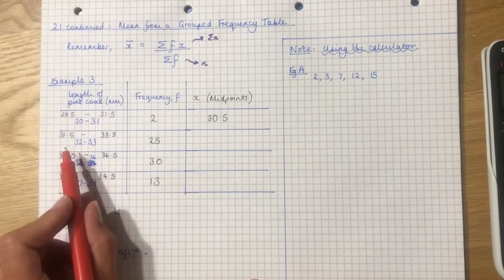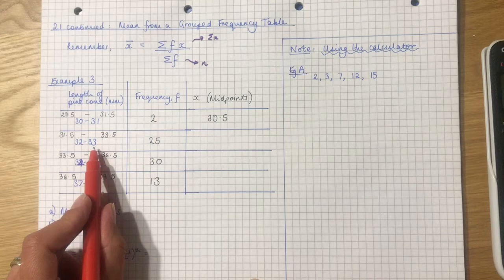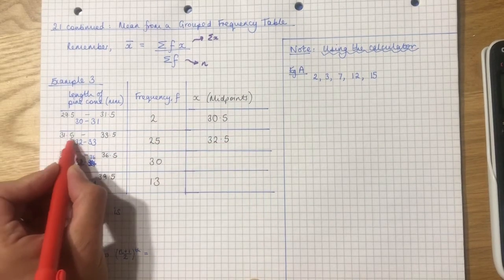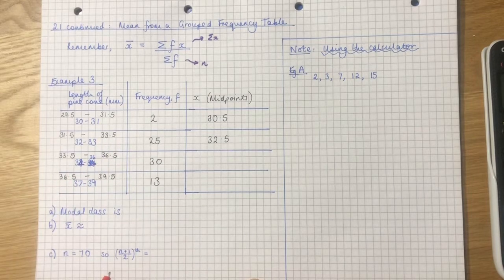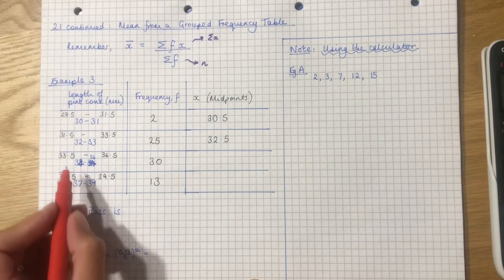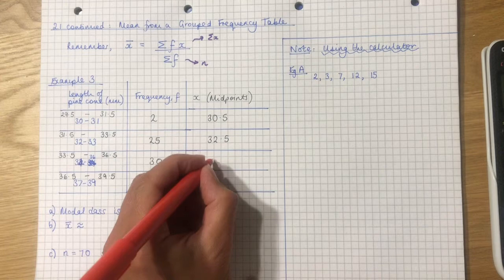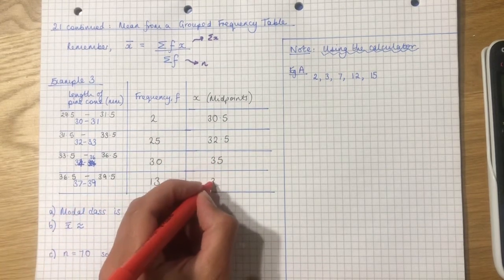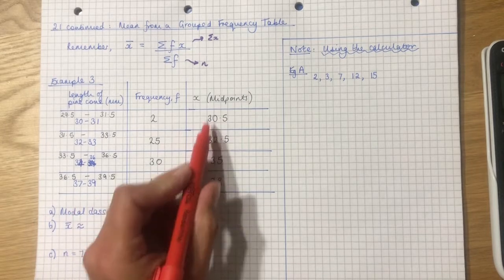So the next one, we've got the midpoint from 32 to 33, so we've got 32.5, which of course is the same as the midpoint of 31.5 and 33.5. The next one we've got is the midpoint of 34 and 36, so that's 35. And the last one, 37 to 39, so that's a midpoint of 38. So these are our x values.